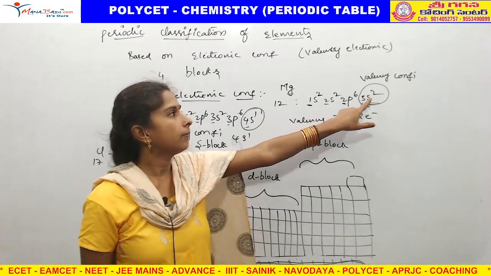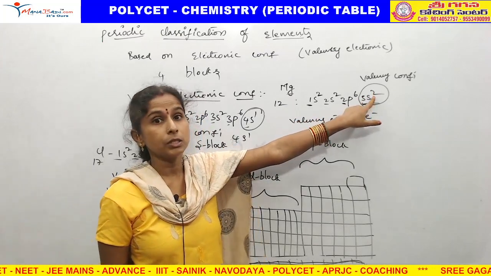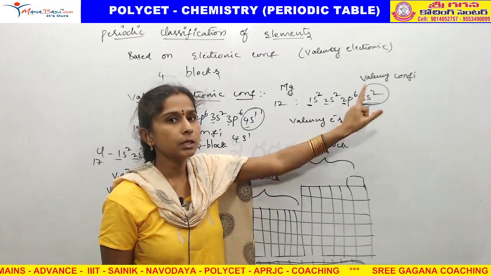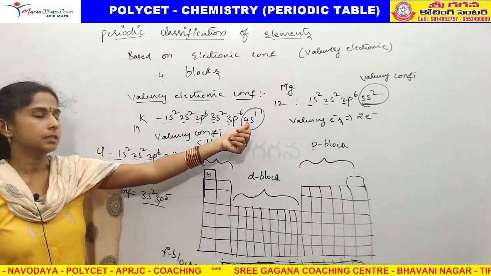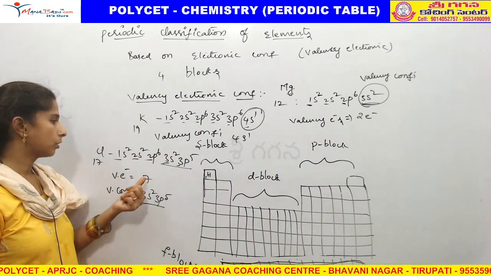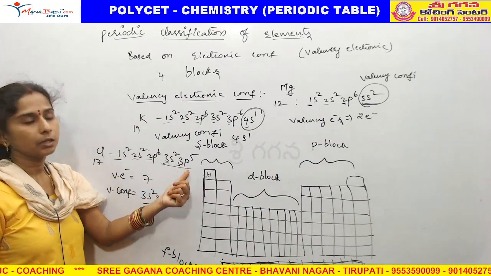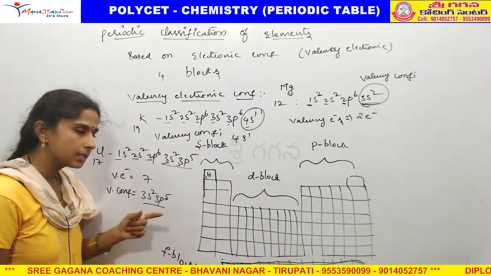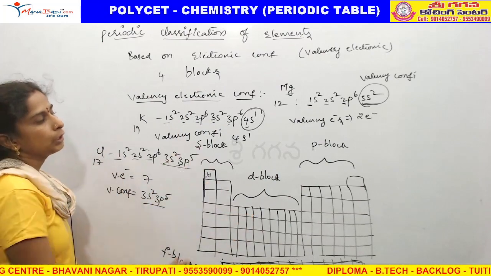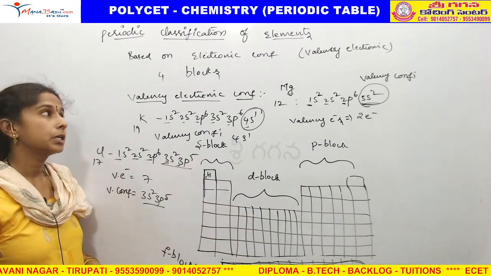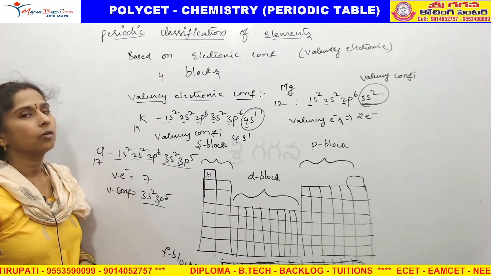Now, the valency electron enters into which orbital here? S orbital. So this element belongs to the S block. Here S orbital, so it is also S block. Here p orbital, so it is p block. If it is D, it is a D block element. Like that, he divided into 4 blocks based on their valency configuration.